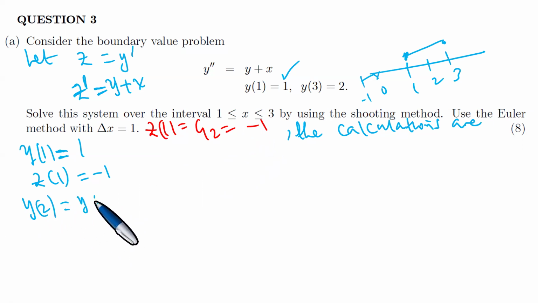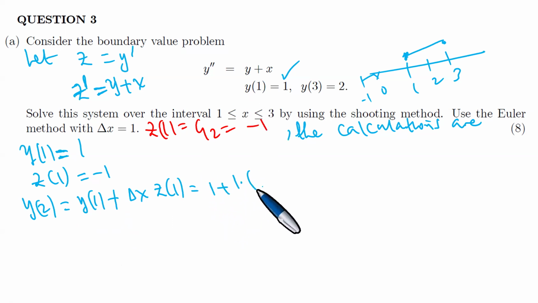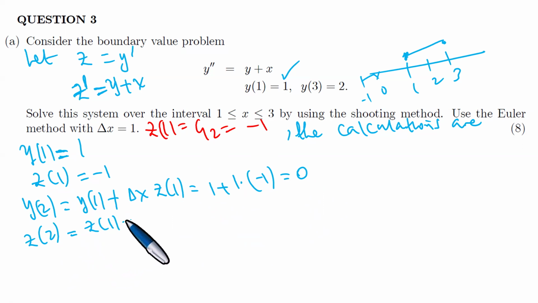We remember that y at 2 must be y at 1, and then there must be some delta x multiplied by z at 1. So that is the formula. So y at 1 is 1, delta x is 1, z at 1 is -1, giving us 0. Then we found y1, z1. Then we find z2. The formula for z2 is going to be z1 plus delta x.